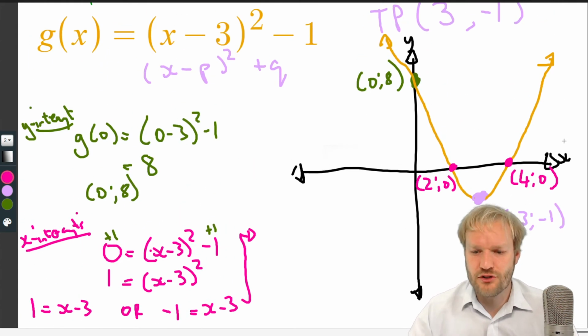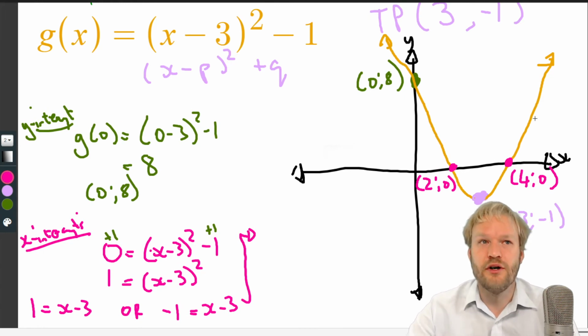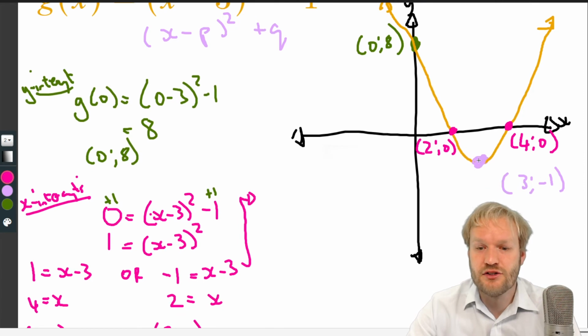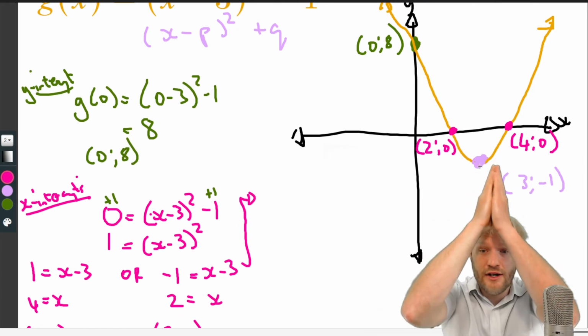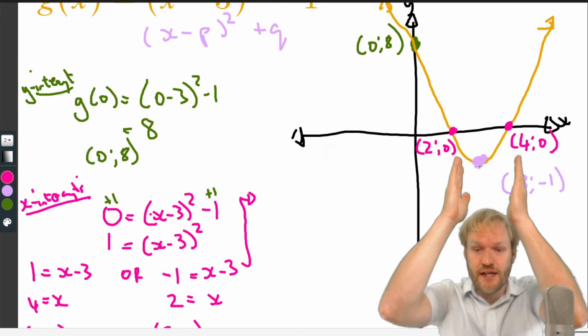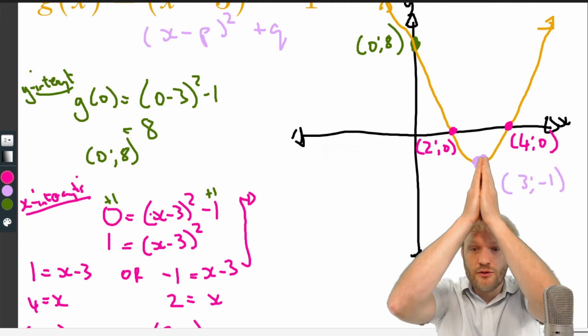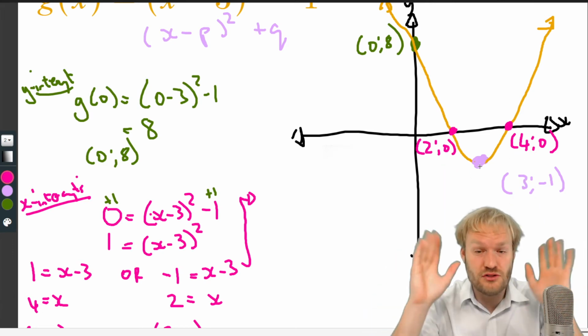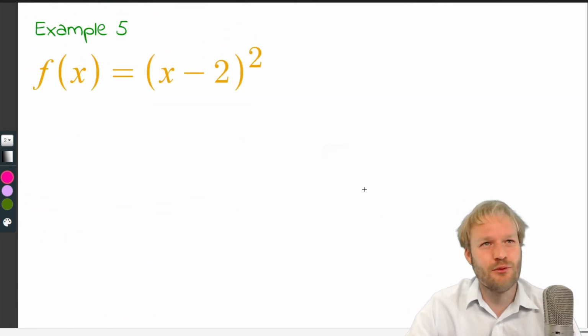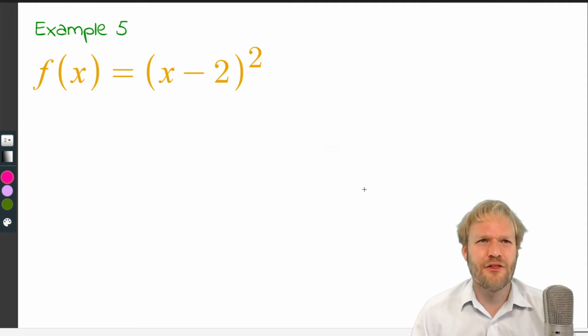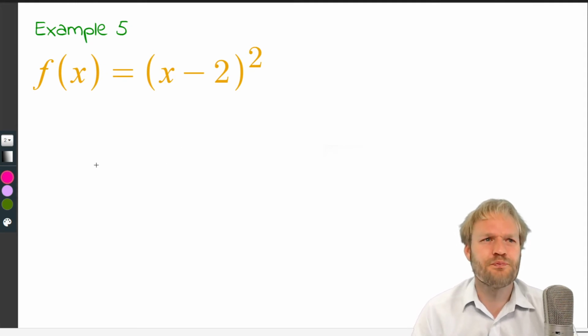And as a last bit to look through our parabola, notice how we've got the turning point here at (3, -1), and our x-intercepts are equally spaced on each side. We've gone 1 each direction. Just a handy thing for parabolas. Okay, onwards, upwards, 3 more examples, but I think valuable time spent here.